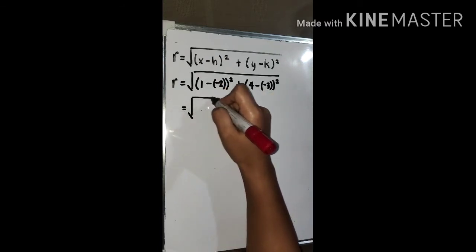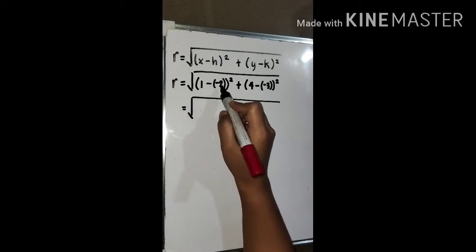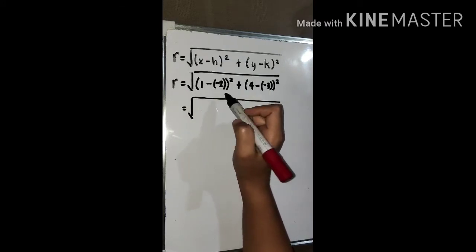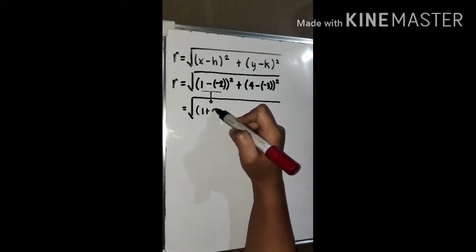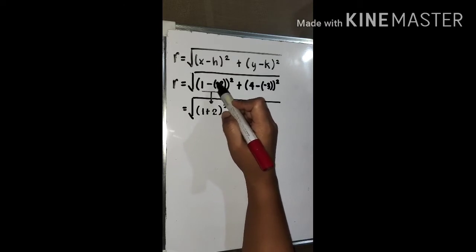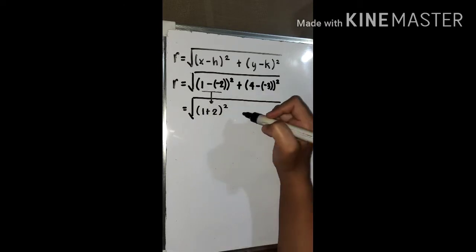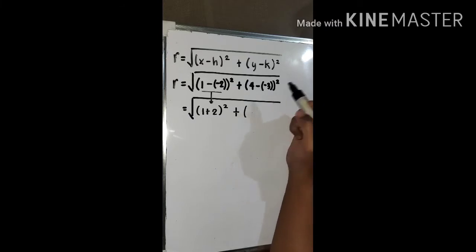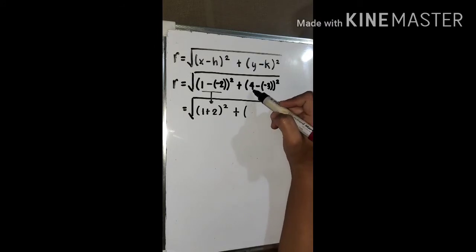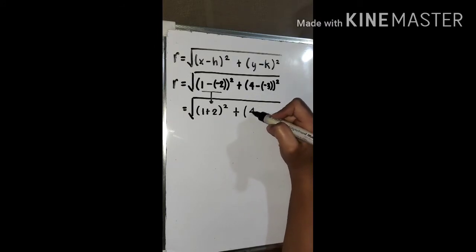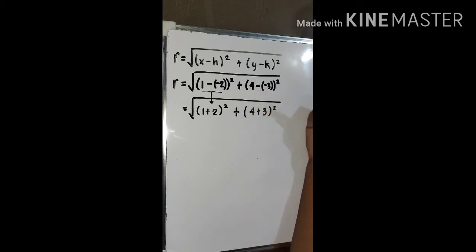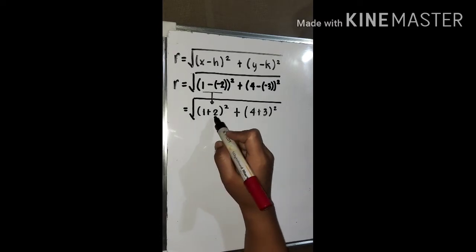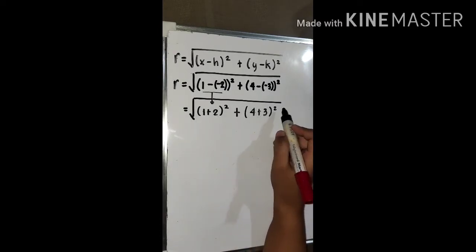Now simplify this. We have 1 minus -2 quantity squared. 1 minus -2 will actually become 1 plus 2, because a double negative results in a positive. Then we have plus 4 minus negative 3. Same with what happened here, we have 4 plus 3, because a double negative results in a positive. So we end up having the square root of (1 plus 2) quantity squared plus (4 plus 3) quantity squared.